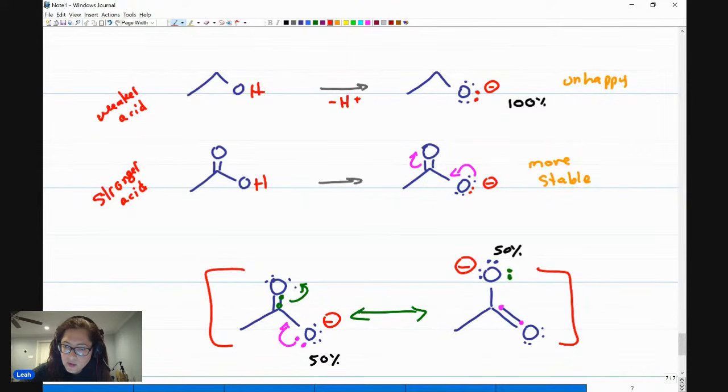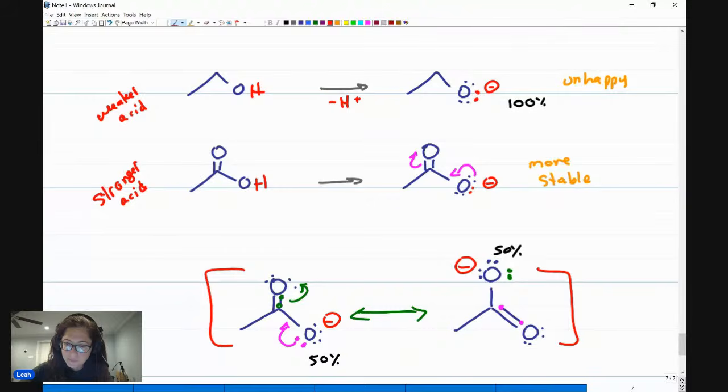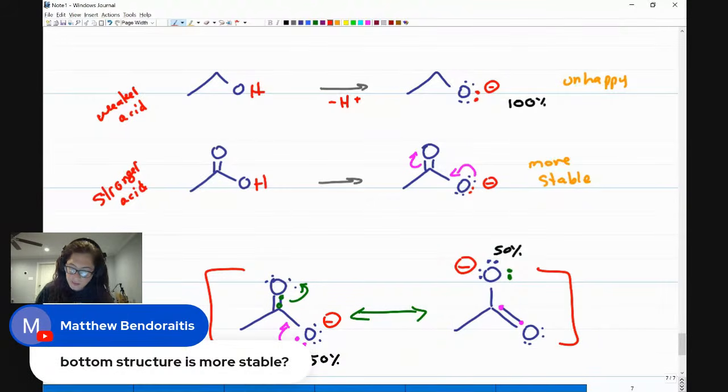Arpit, which part did you want? Oh yeah, that's a good point. Good feature of YouTube. At any point you need me to repeat something, you can just rewind. I totally forgot because I used to do these live streams on another platform that you couldn't rewind. So absolutely. So the bottom structure is more stable. Absolutely correct, because of the resonance.